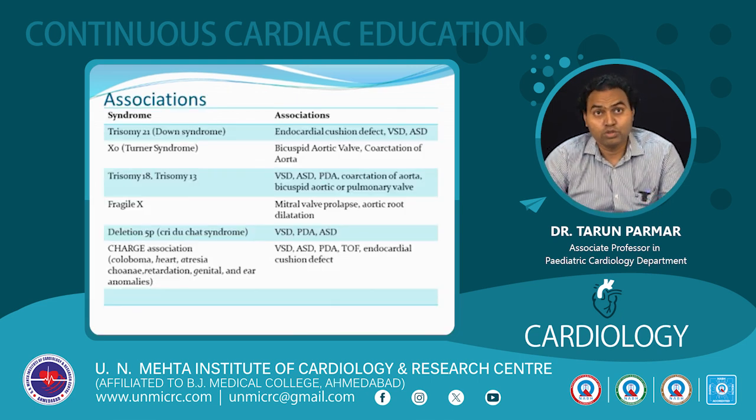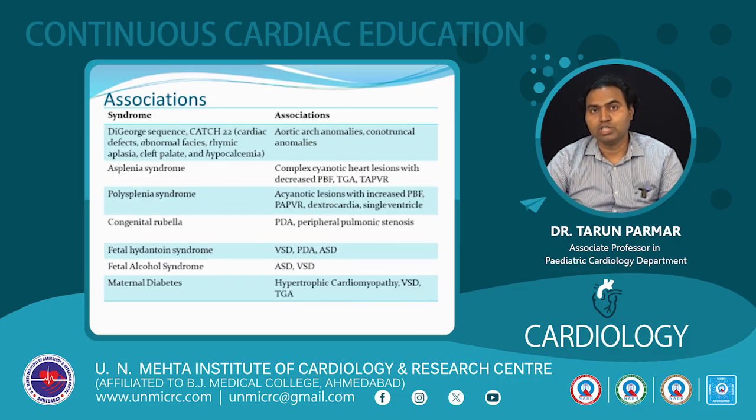So there are lots of associations between CHD and genetic and chromosomal anomalies. Commonly we know trisomy 21, then Turner syndrome, then Edward and Patau syndrome, Fragile X syndrome, DiGeorge syndrome. All these chromosomal anomalies have CHD association, and when we find CHD in any patient, we have to actively look for any chromosomal anomaly or any genetic abnormality, because we need to prognosticate the patient. We need to see whether any other organ anomalies are involved or not.